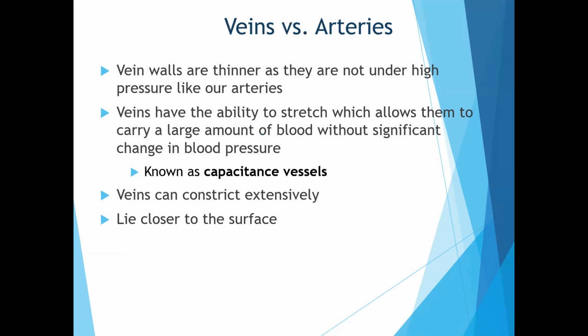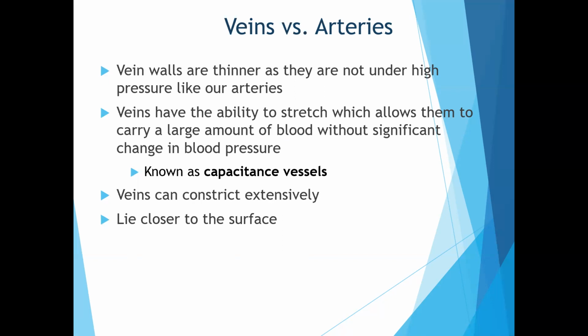Okay, so we're going to talk just a little bit about the difference in veins and arteries outside of the fact that one's carrying blood away and one's carrying blood back to the heart. So vein walls are thinner because they're not under near as high pressure like our arteries. They do have a good stretchability, so they can carry a large amount of blood. So we also can refer to veins as capacitance vessels. So they have a large capacity to carry blood.